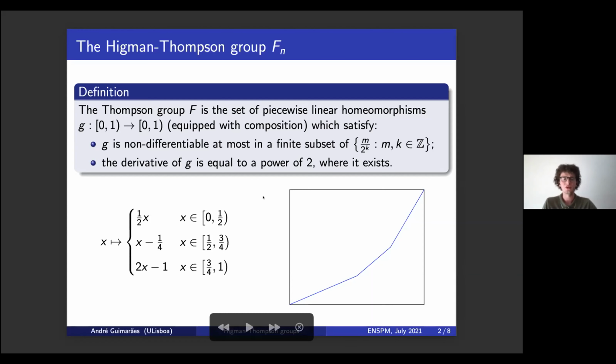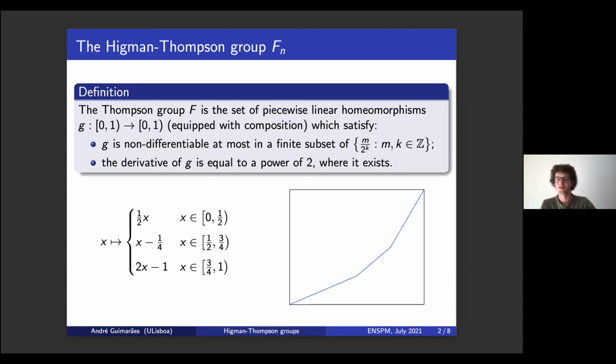And so you can see here that I've written down the expression for an example of an element of the Thompson group. You can see easily that the slopes are all going to be, these are linear segments, obviously, the slopes are all powers of 2, and I guess the points where you glue them together are going to be dyadic rationals because the denominator is a power of 2. And to the side, I've also plotted this function, and you can easily see that it is a continuous function, and it's obviously going to have continuous inverse as well.